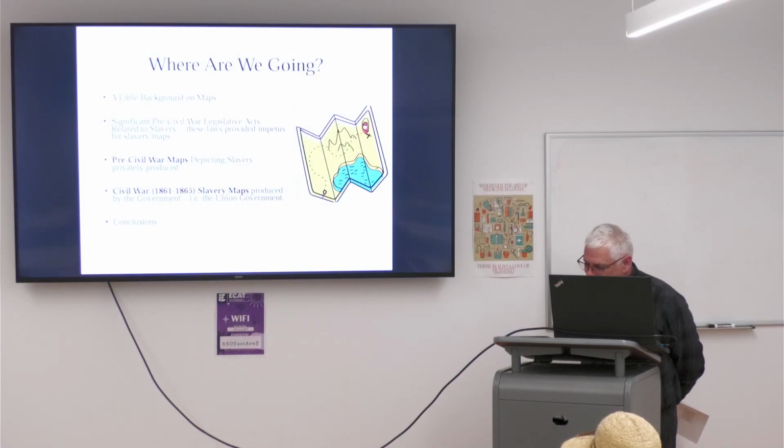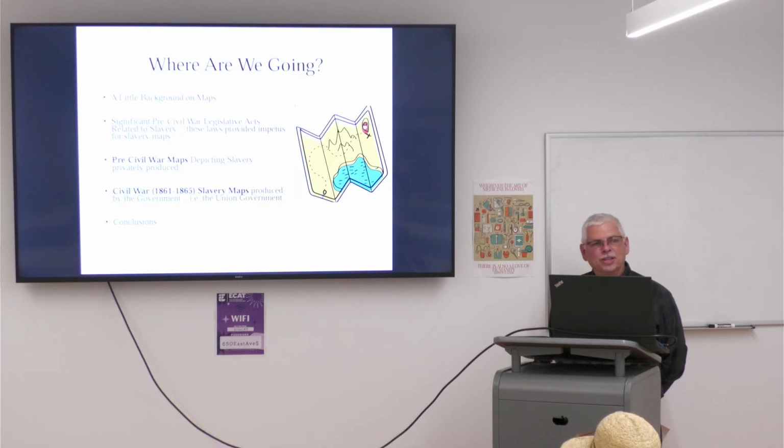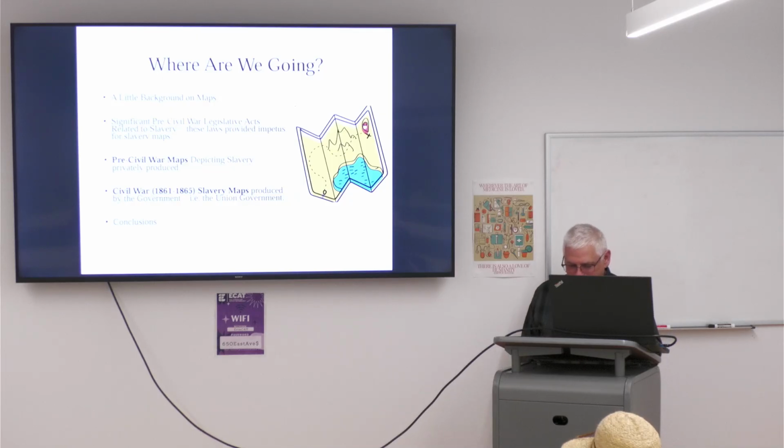Legislative acts related to slavery that occurred in the decades prior to the Civil War in the 1860s. I'm doing this to help provide context for the maps you're about to see. These maps didn't come out of nowhere. There was a historical context for why they were created.